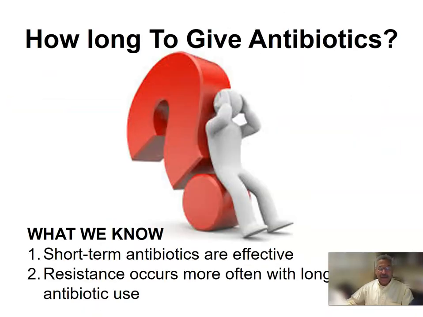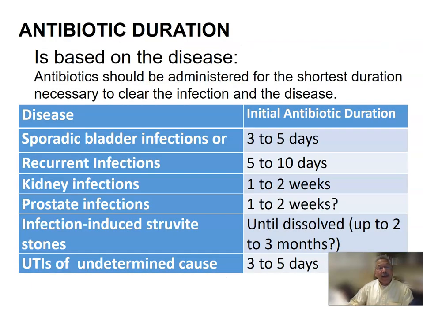How long to give antimicrobics? Well, it's not set in stone, but let me tell you what we know. Short-term antimicrobics are effective, and unfortunately, resistance occurs when you give antibiotics for a very long period of time. When I'm thinking about antibiotic duration, I base it on the disease, but I give the shortest duration necessary to clear it. For a sporadic bladder infection, 3 to 5 days should be efficient.